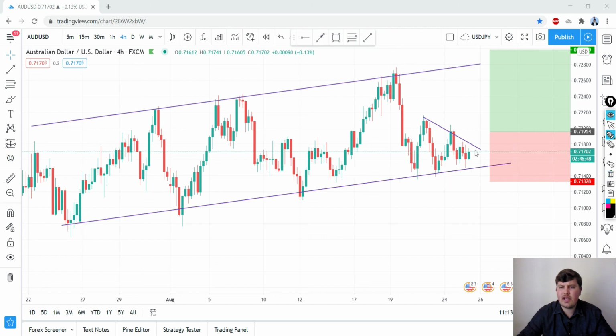So let's see what happens over here. Are we going to get another move higher to this very important psychological level of 0.73, or is this just going to be a fake move and then a potential reversal lower? We'll have to wait and see how this chart pattern over here plays out in the next few days.